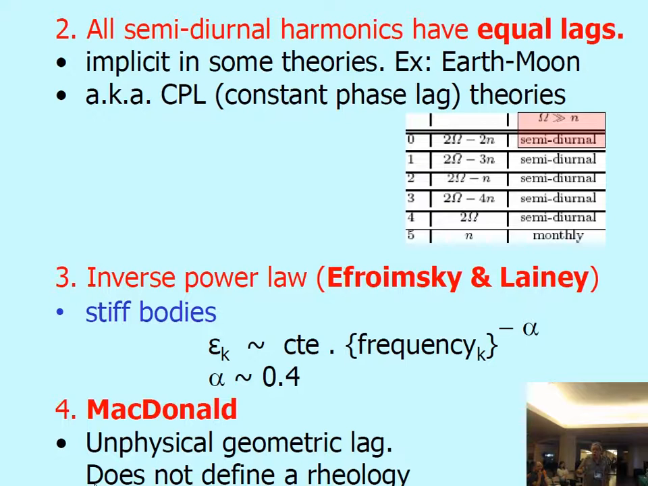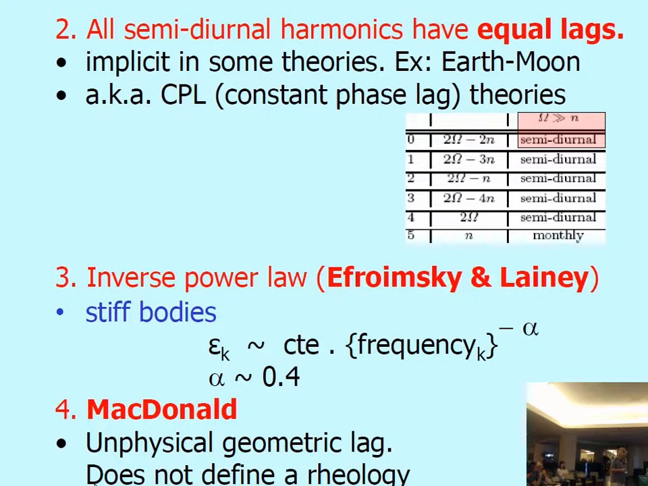But we know now, from the studies in seismology, and from the study of the motion of the Moon with laser, that the response of stiff bodies is not of this kind. It's a little bit different. So some people, like Efroimsky and Lainey, have suggested a different law, a power law in which the lag is a constant times the frequency to a power minus alpha, a negative power. Seismological measurements suggest for the Earth the number 0.4. This changes completely the laws, but it's again just a different law. We have to change the way we compute the lags, but we can proceed in the same way.